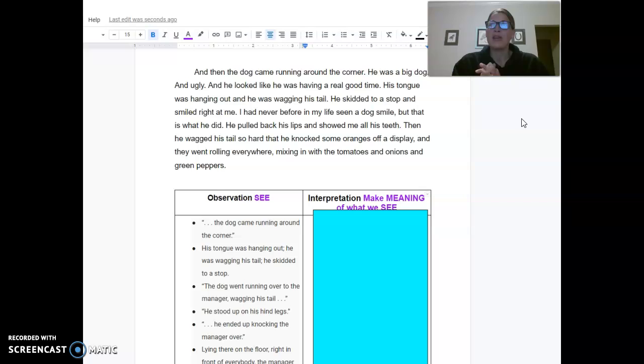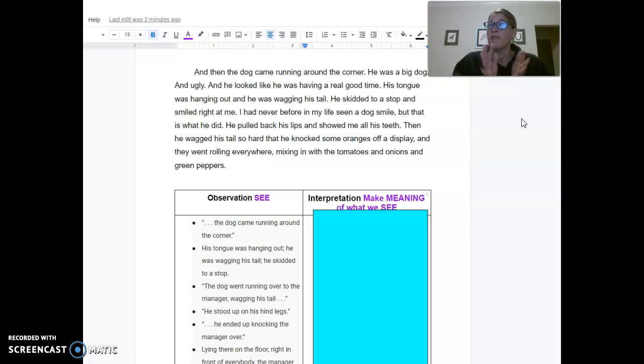In my small group in reading yesterday, we had some fun conversation about how that interpretation might have been different if the story was told from the point of view of the store manager. I don't think he would have interpreted that cute little fun, happy, excited dog the same way that Opal did. Or if the story was told from the dog's point of view, he would have also had a totally different interpretation. Now, the observations, what they saw, should not have changed.